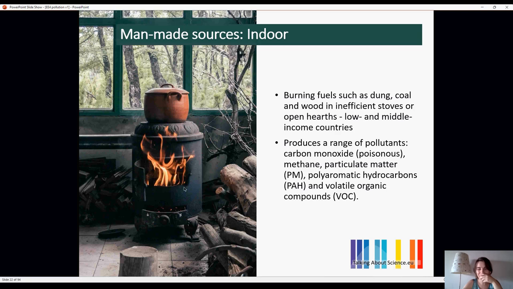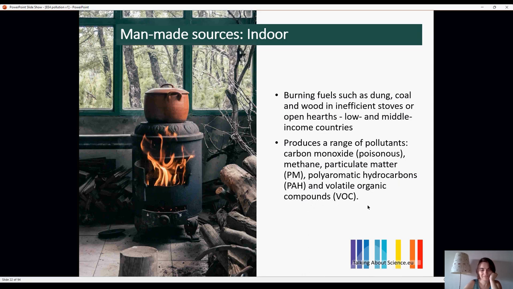What does this mean? This means that if you aren't burning things properly, you will produce carbon monoxide, which could kill you. You'd be producing all sorts of particulate matter, and you will have things like the polyaromatics, and these are part of the products which come from incomplete combustion of organic materials. And by organic materials, I mean things like wood or tobacco. Okay, so if anybody smokes, this is something to be thinking about.